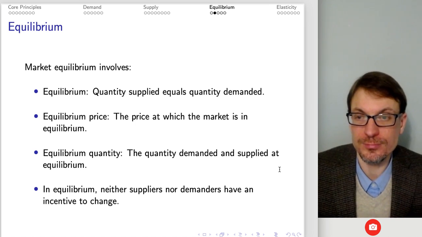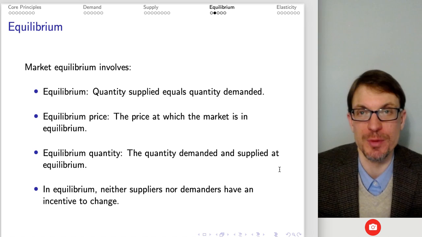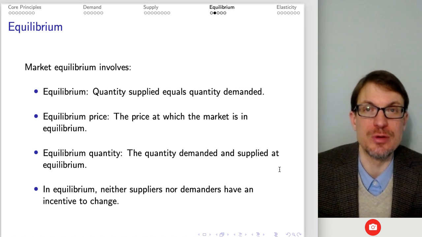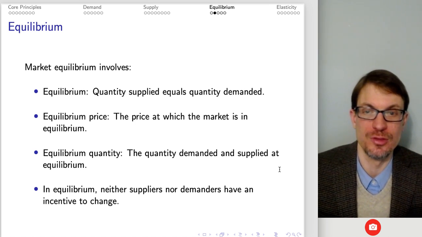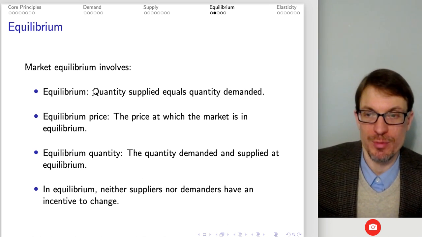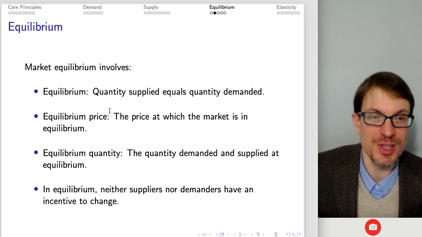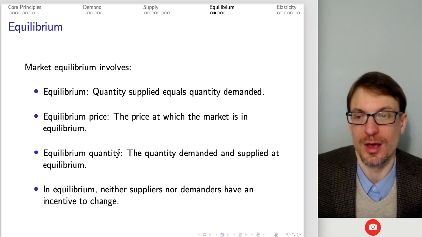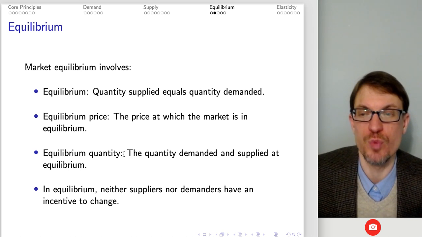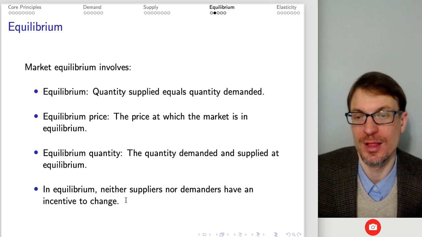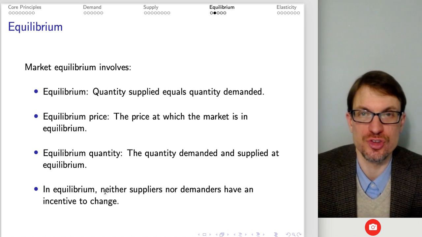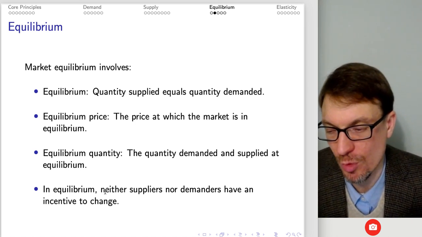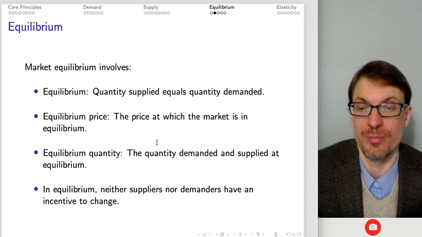for a market. The market equilibrium specifically involves a price where quantity supplied equals quantity demanded. It's where the amount that sellers want to sell is exactly the amount that buyers want to buy. So then we have equilibrium. We have our equilibrium quantity, and we have our equilibrium price. It's specifically the price that makes that happen. The equilibrium quantity is the quantity where quantity demanded and quantity supplied are equal. And in equilibrium, suppliers and demanders both have no reason to change their behavior, to buy more or buy less, or bring more to market or bring less to market.